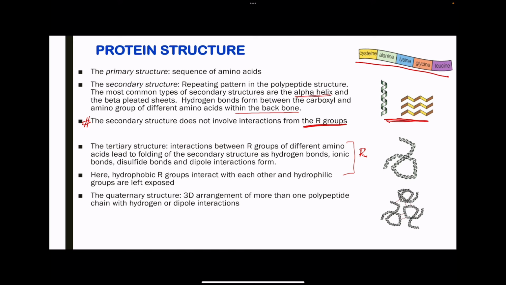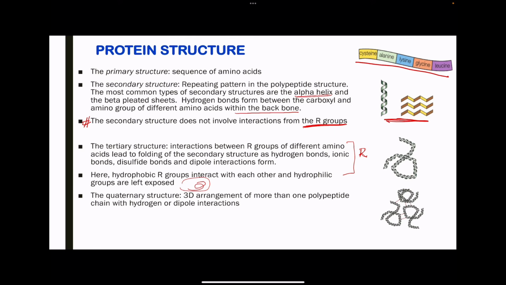In the tertiary structure, hydrophobic R groups interact with each other and hydrophilic groups can be exposed because the environment in which the folding occurs has water in the surroundings, so usually hydrophobic groups are going to fold inside and hydrophilics are going to be exposed on the outside.